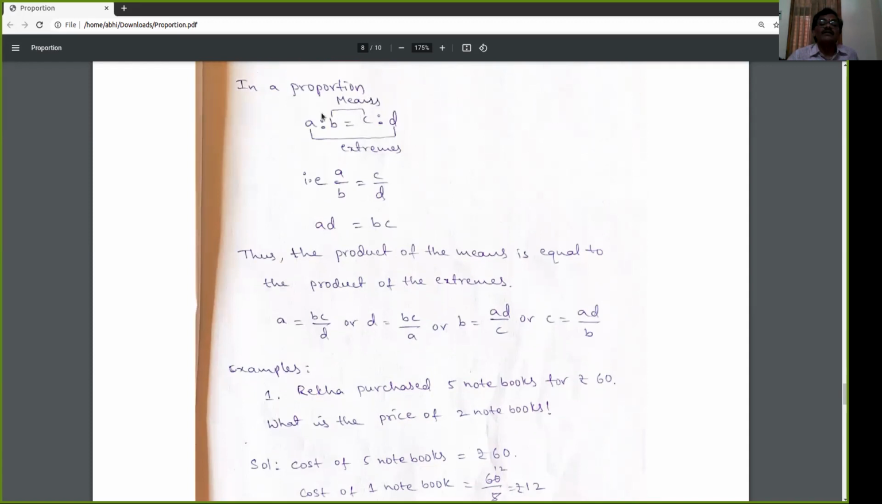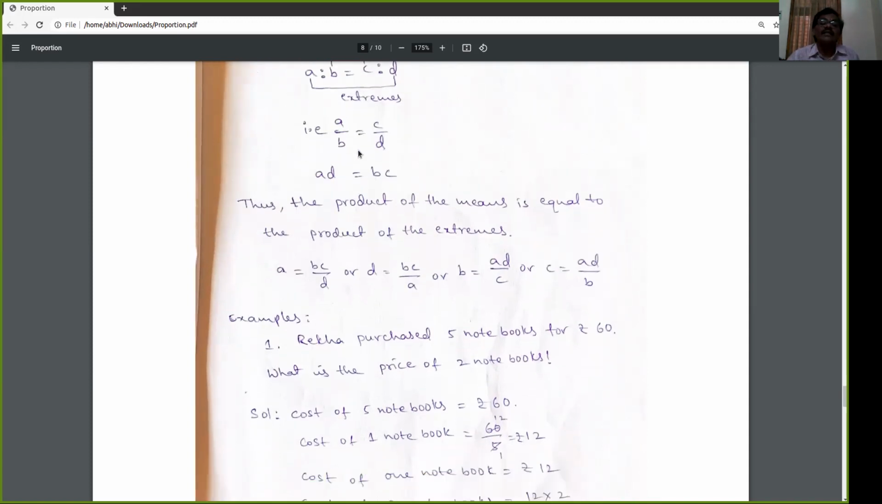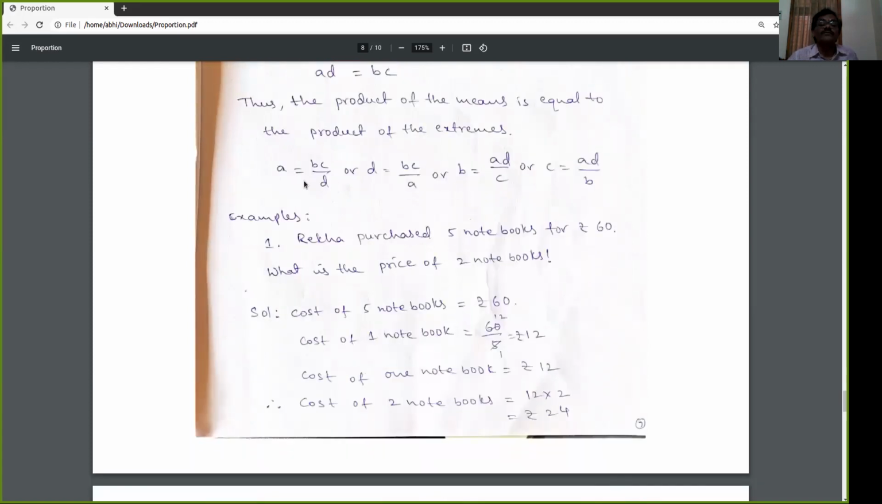From this, if we are given any three of the four terms in proportion, we can find the fourth one. A is equal to B into C by D. If we write D as the subject, D is equal to BC by A. If we write B as the subject, B is A into D by C, or if we write C as the subject, C is A into D by B.